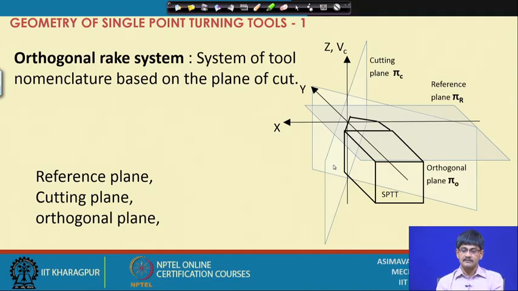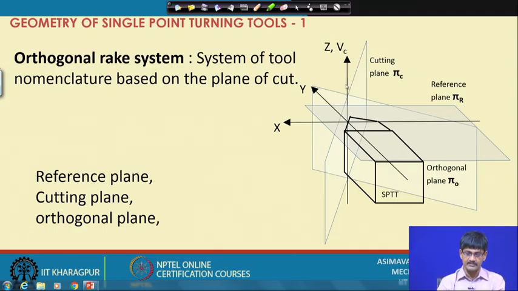What do you call it, orthogonal plane? Orthogonal plane is perpendicular to the cutting plane and it is perpendicular to the reference plane. What is the reference plane? Just to remind you, reference plane is perpendicular to the velocity vector. So, this is the velocity vector if it happens to be along z axis. Matters are simplified. This is the reference plane which becomes pi xy plane only.